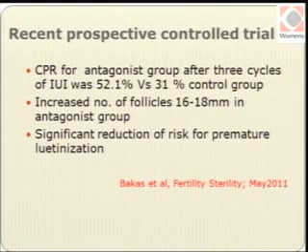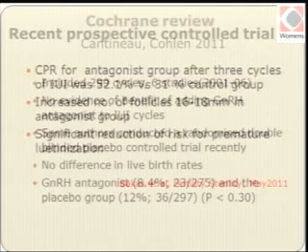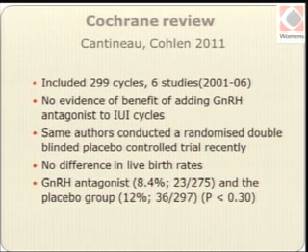The clinical pregnancy rate for the antagonist group after 3 cycles of IUI was 52% with antagonist versus 31% in the control group. Increased number of follicles in the antagonist group and significant reduction of risk for premature luteinization. Cochrane review of 2011, again 6 studies, the recent one quotes that there is no evidence of benefit for adding GnRH antagonist to all IUI cycles.